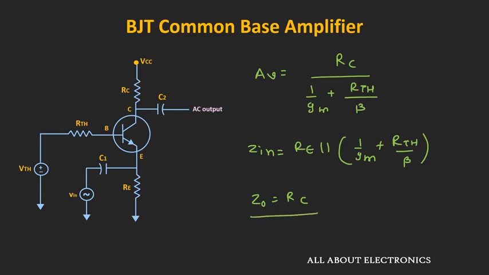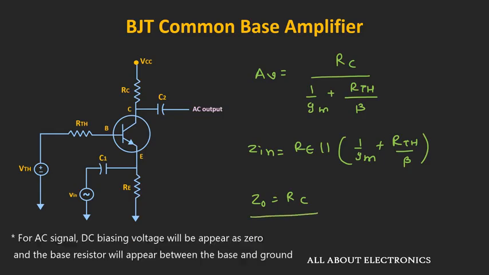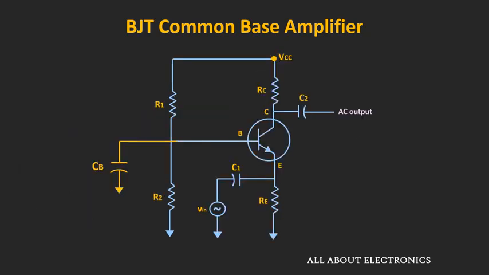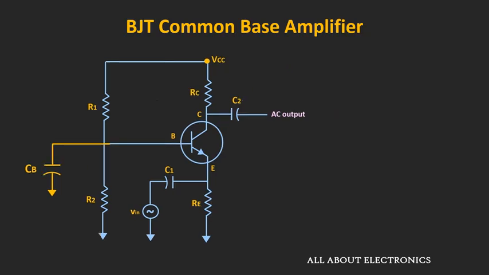So as you can see, because of this base resistor between the base and the ground terminal, the voltage gain reduces. And we can improve the voltage gain by connecting the bypass capacitor between the base and the ground terminal. So for the AC signal, this capacitor will act as a short circuit, and because of that, the base terminal will get grounded. That means using this bypass capacitor, we can improve the voltage gain. Now here, the value of the capacitor should be selected in such a way that at the operating frequency, it will act as a short circuit.